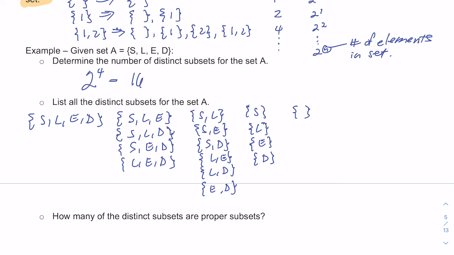So how many proper subsets? Remember, the number of proper subsets is always one less than the number of distinct subsets. So to find the number of proper subsets, I'm just going to do 2 to the n minus 1. So we already know that we've got 2 to the 4th. We're just going to subtract 1. So 2 to the 4th is 16 minus 1 gives me 15. So there's 15 proper subsets of set A.